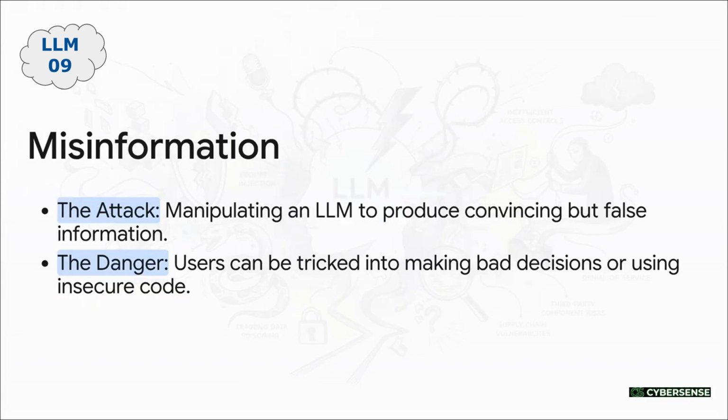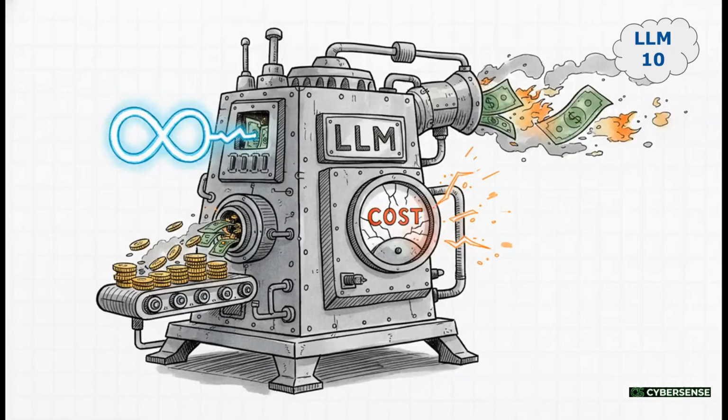We're talking about things like getting it to suggest insecure code snippets or give out genuinely harmful advice to an unsuspecting user. And that brings us to our final risk, number 10, unbounded consumption. This one's a little different from the others. It doesn't go after your data. It goes after your wallet.